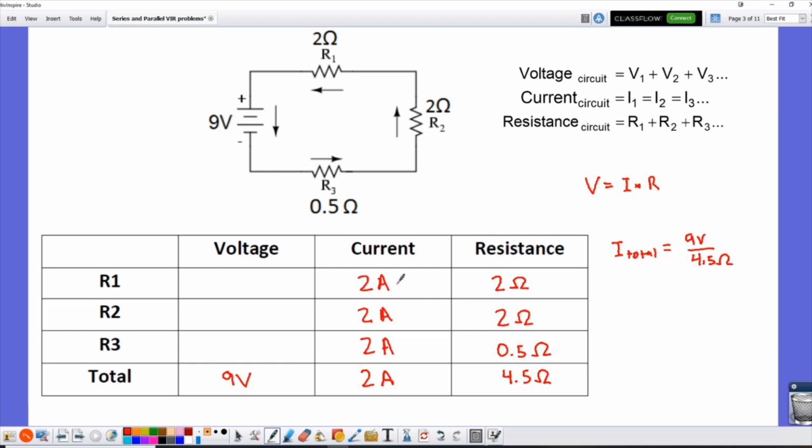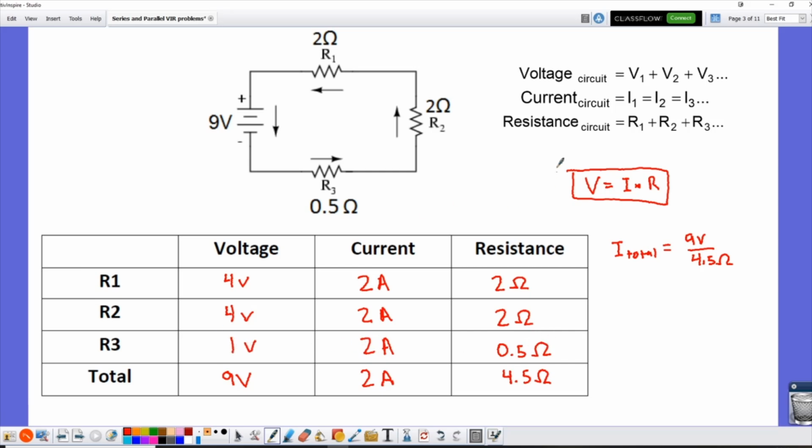All right, and now it's just a matter of applying Ohm's law yet again. So here's Ohm's law. And we are going to apply it to every single one of these resistors to tell us what the voltage is at each location. 2 ohms times 2 amps gives us a voltage of 4 volts. 2 ohms times 2 amps again gives us 4 volts. And then 0.5 ohms times 2 amps gives us 1 volt.